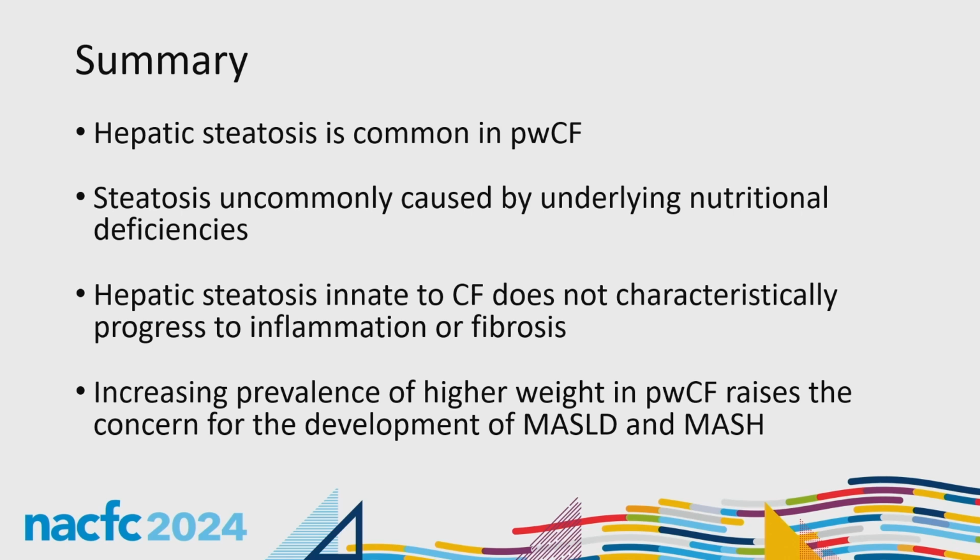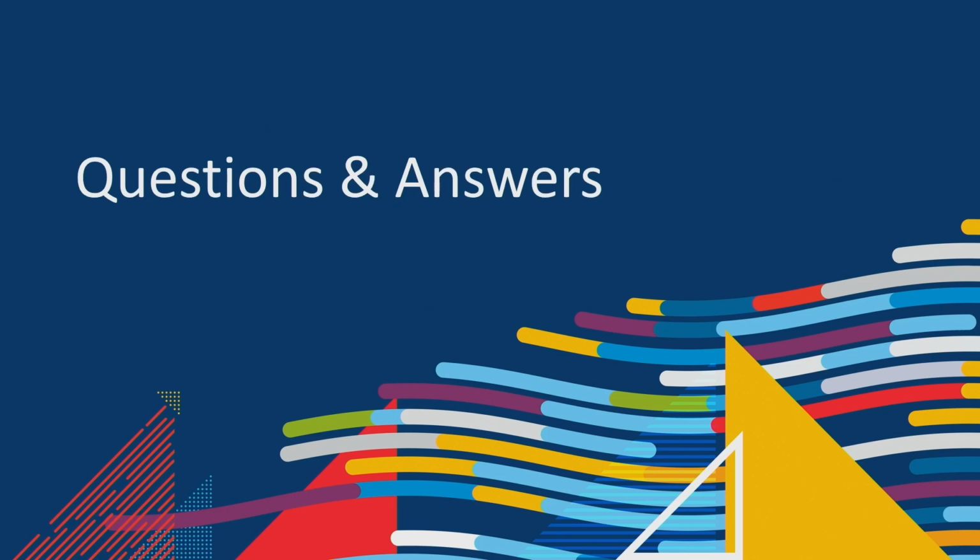So in summary, hepatic steatosis is common in persons with cystic fibrosis. The steatosis is uncommonly caused by underlying nutritional deficiencies. Hepatic steatosis innate to CF does not characteristically progress to inflammation or fibrosis, but there's an increasing prevalence of higher weight in persons with CF, and this raises a concern for the development of MASLD and MASH. And that's it. Questions?